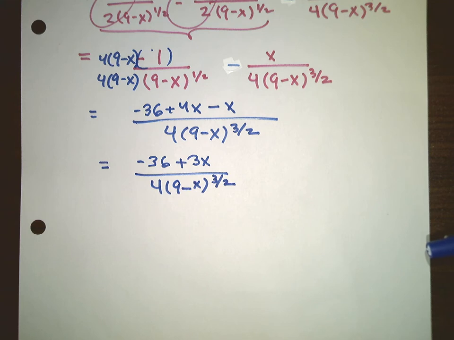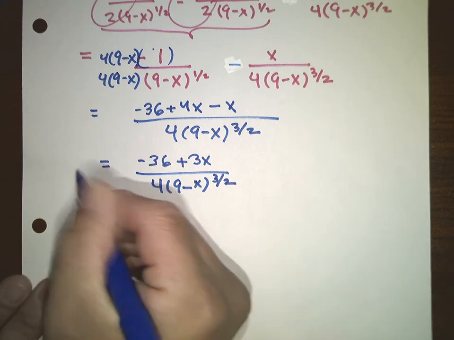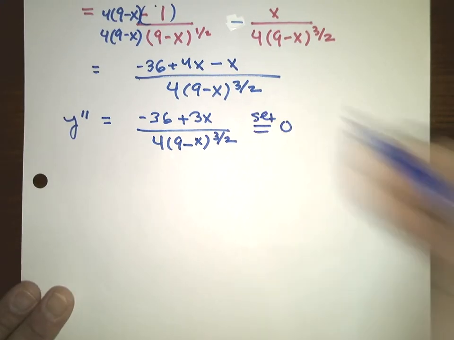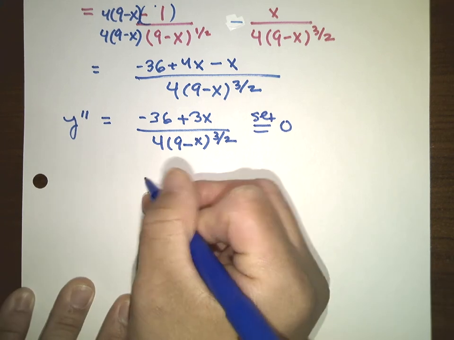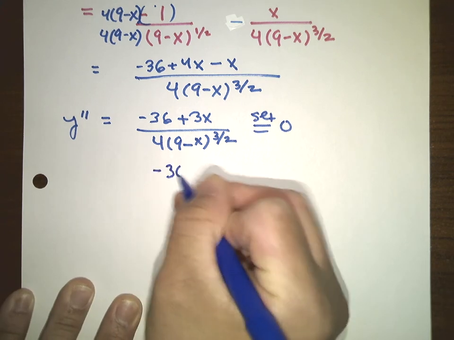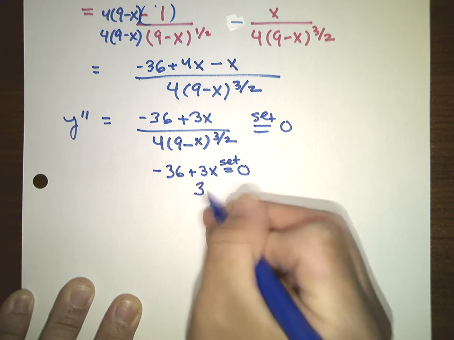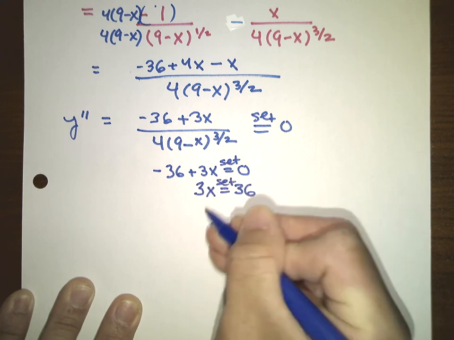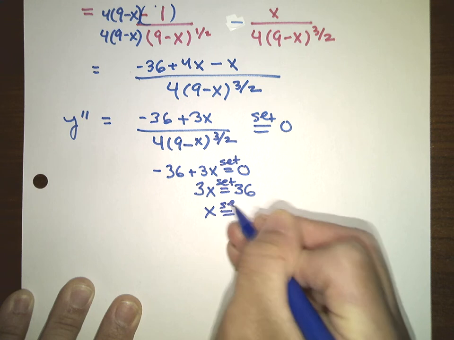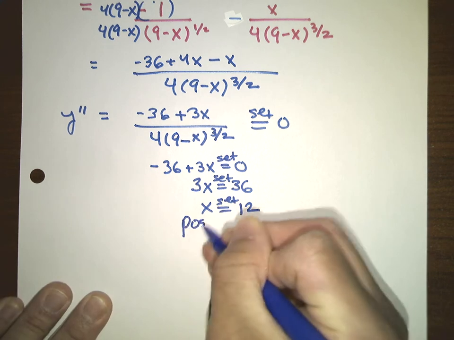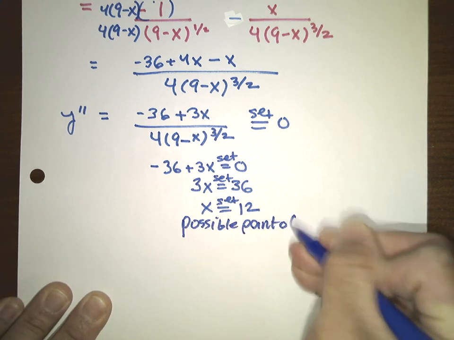So I really hope that you actually enjoyed this, right? Because now we are about ready to set the second derivative equal to 0. So this is y double prime, remember, and so we're going to set this equal to 0. So now if I set this equal to 0, I just equate the numerator equal to 0, so negative 36 plus 3x equals 0. So then add the 36, so 3x is equal to 36. And then I'll divide by 3, so x is 12. So again, this is actually a possible point of inflection.